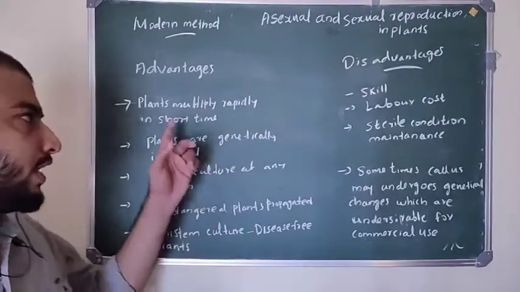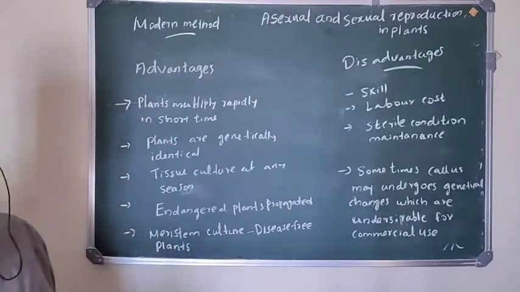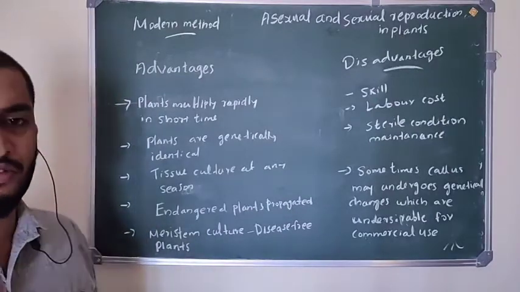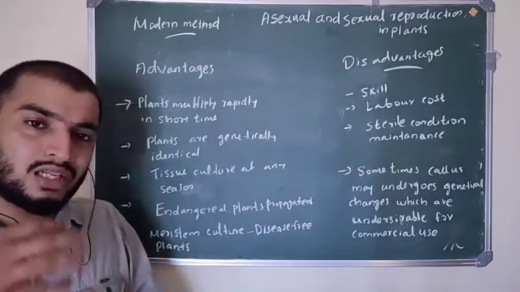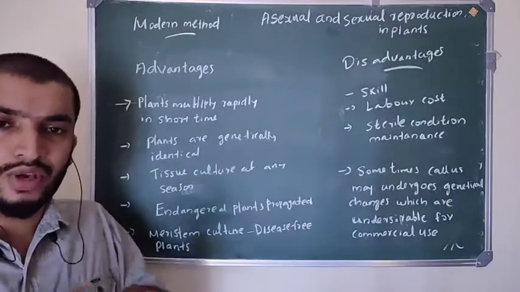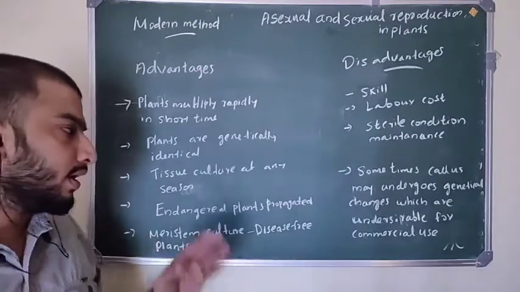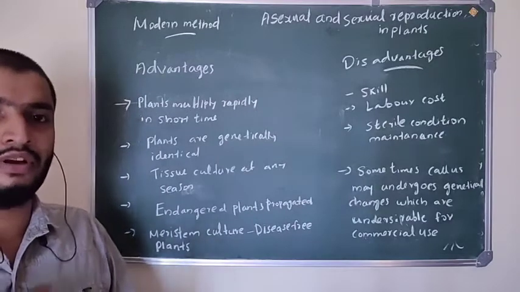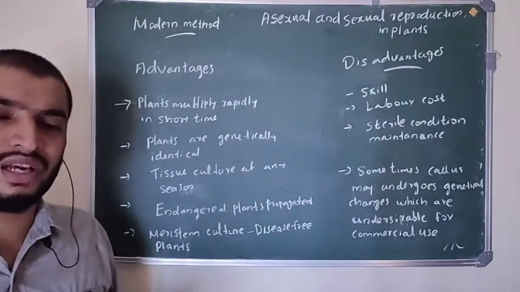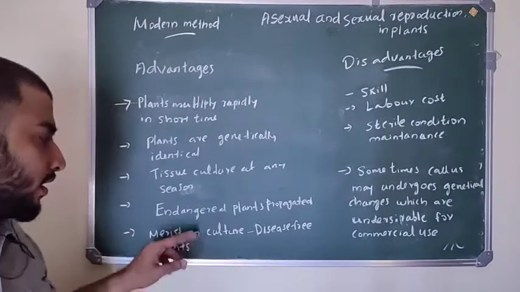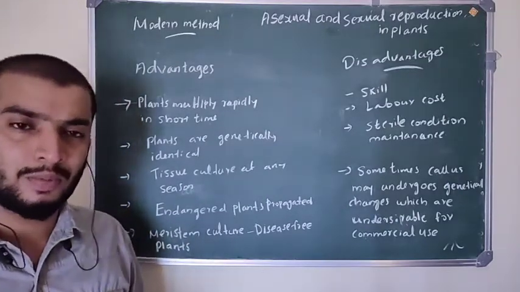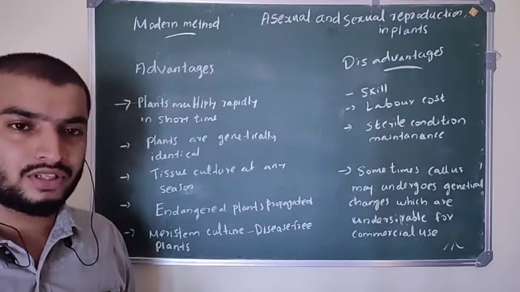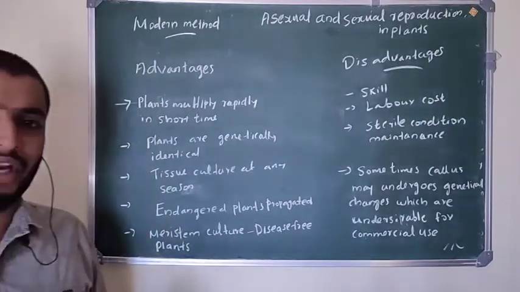First advantage, we can multiply the plants rapidly and make many copies in a short time. Second advantage, the plants produced by micropropagation are genetically identical. Third, tissue culture or micropropagation can be performed in any season, whether summer or rainy season. Then endangered plants, those facing extinction and disappearing from this earth, can be propagated by micropropagation.